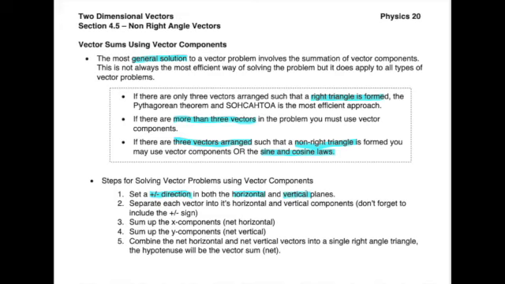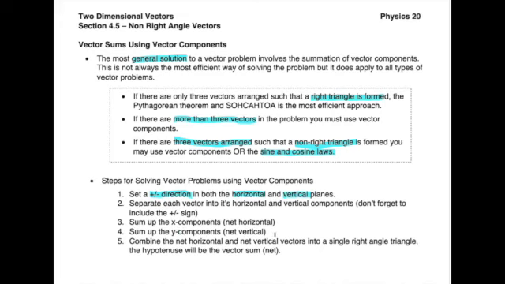You'll separate each vector into its horizontal and vertical components. Again, don't forget to include those negative signs for anything going in the negative direction. Then we're just going to add them together. Now, some of them, because they have negative signs, you'll end up subtracting them, but we can think of that as adding a negative. So to get the net horizontal, we're going to sum up all the x components, and the net vertical, sum up all the y components.